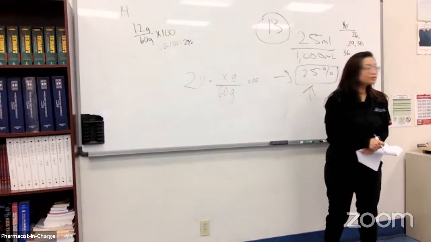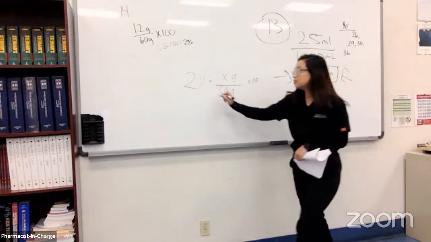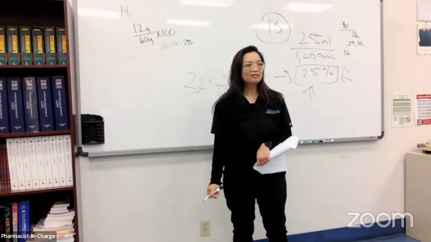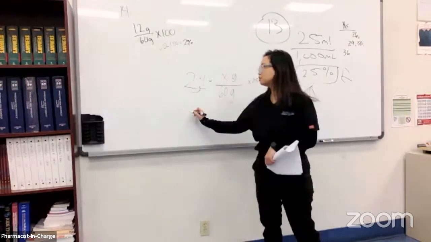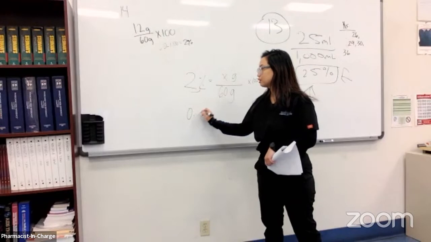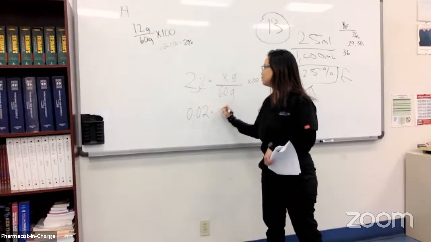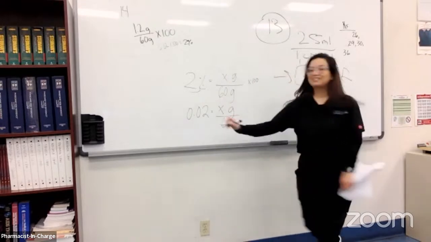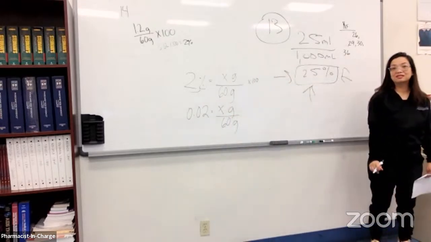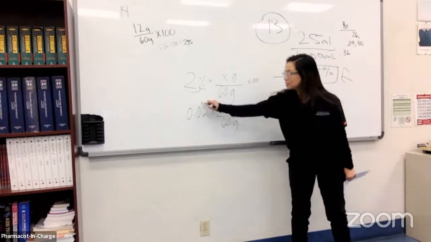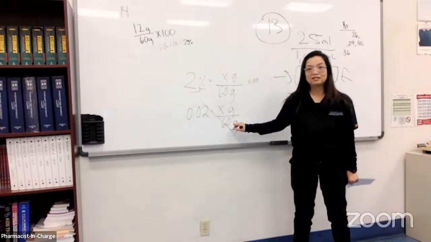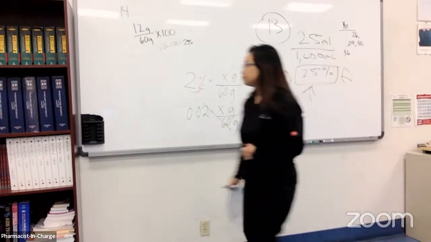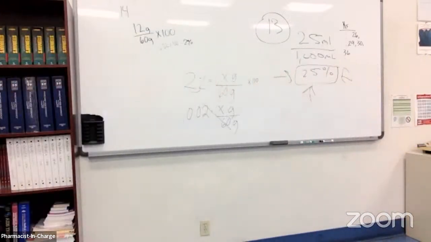What can you do to make it simpler for those who struggle? I'll just convert this percent to decimal right away. How do I do that? What's 2%? 0.02 equals X g over 60 g. Another simple way to do it. What do you do next? Is that right?